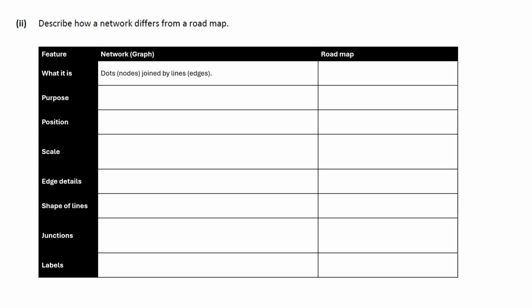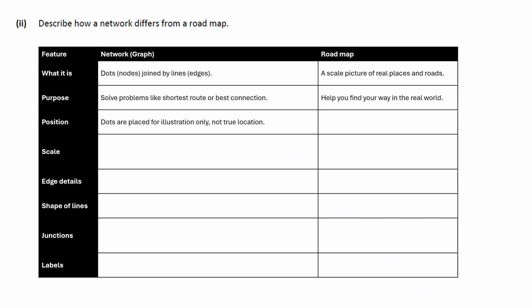So, what is a network? It is a lot of nodes with edges, and the roadmap really is a scale picture. And that's important. That roadmap having scale is one of its key features. So, a network is used to solve problems. So, it really is a tool, while a roadmap is more for real world. It's to help us understand where we're going.